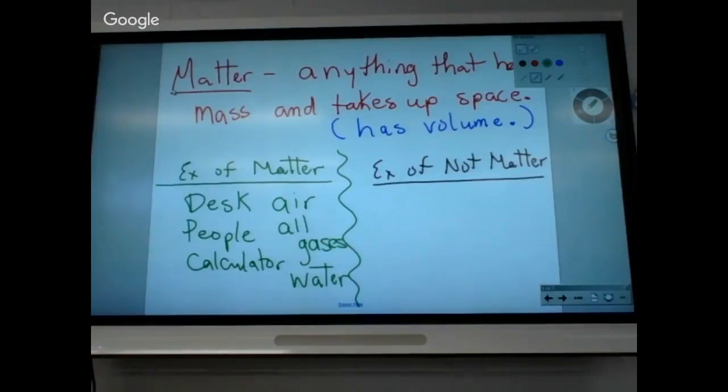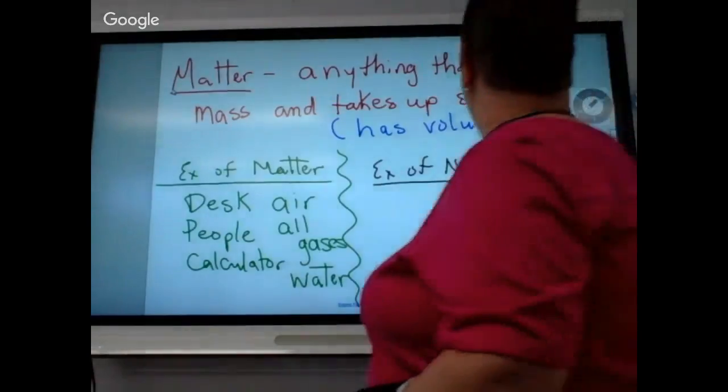All right, so it's the first thing I did when I unlocked my door today. Very first thing, I unlocked the door and opened it. What's the first thing I did? Turn the lights. All right, light does not matter. Has no mass and it does not take up space.